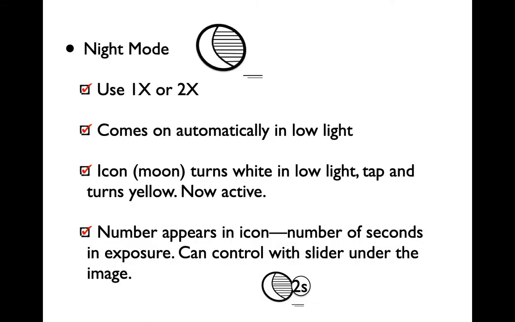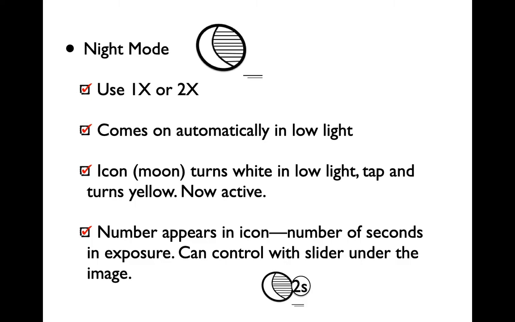So let's talk about night mode. Again, you can use the night mode with either the regular shooting size of the lens or going to the zoom, the 2x. It will come on automatically in low light. What happens is the icon, the moon, turns white in low light. When you tap it, it turns yellow. Now it's active. And if you have an 11 and you try that, you'll see the difference immediately.